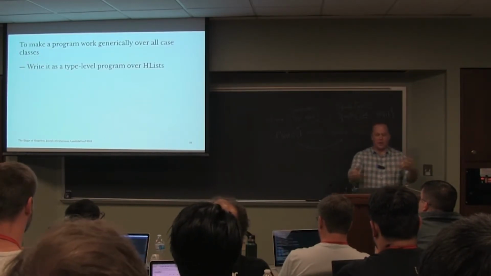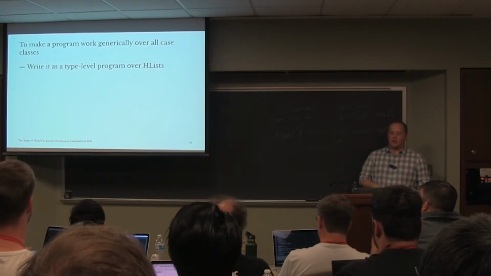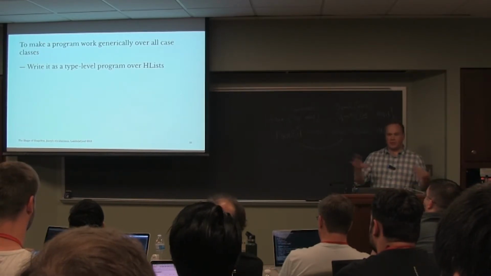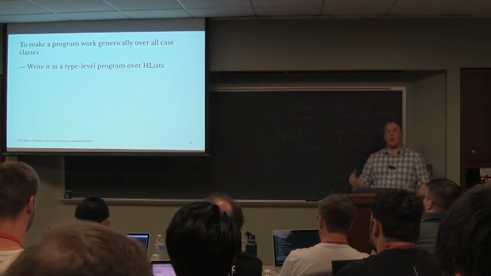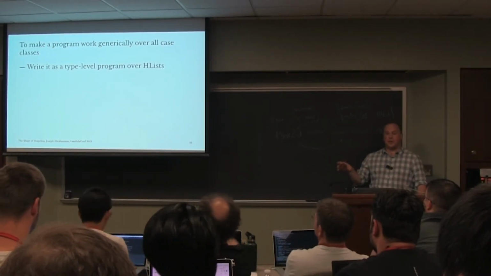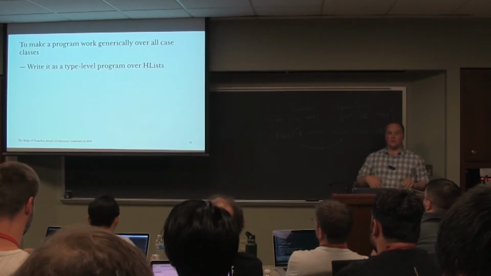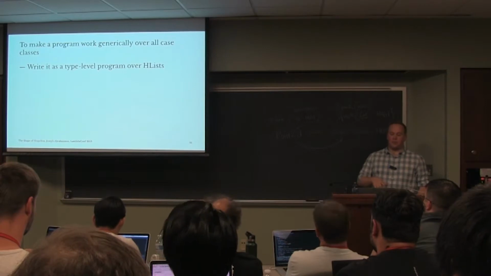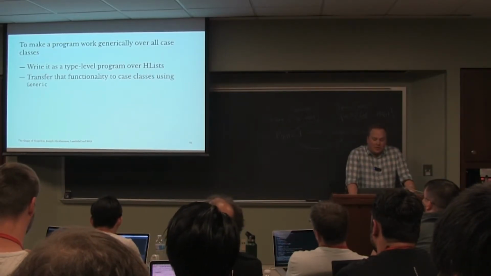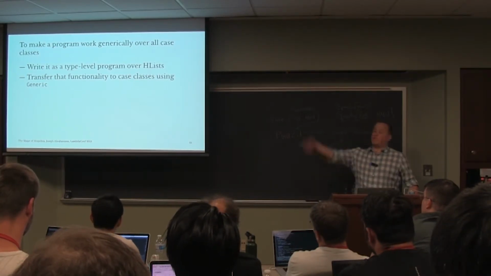First, to make a program work generically over all case classes, like I just said, but just to lay it out there, you write a type level program that works over H lists of whatever the constraints that you need. It's like for ordering, we're going to make a function that works over all H lists that consist of element types that are also orderable. They have ordering instances. So we write the generic program for all H lists. We transfer that functionality to case classes using generic. And I thought I had a longer list, but that's actually it. That's all we do.